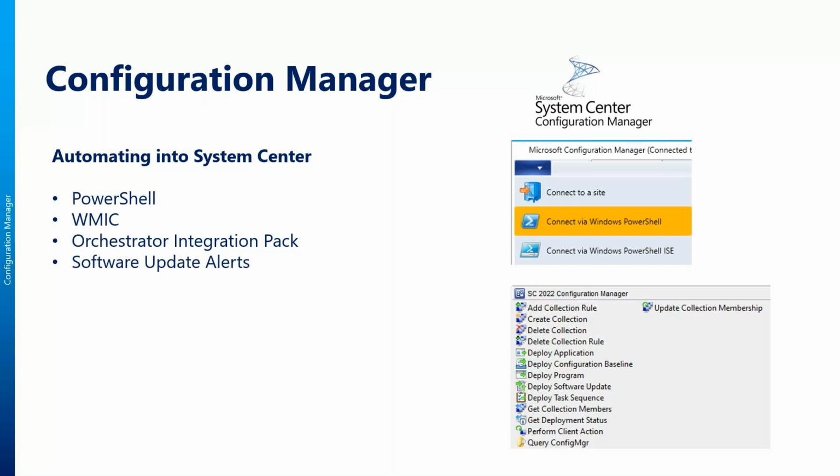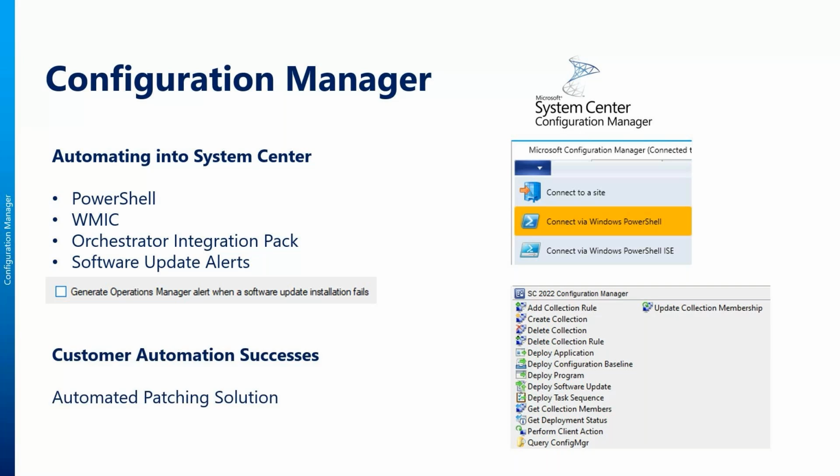You can still generate alerts for deployment failures directly through the Config Manager console. Normally they come with a checkbox like this to send the alert to Operations Manager. And from our Calvarian perspective, we've been using Config Manager and integrating it with Orchestrator and other customers' service desks through our automated patching solution. That is a useful way for us to automate the deployments of updates and add devices to collections to receive deployments. Had some success with customers doing this for a number of years now.